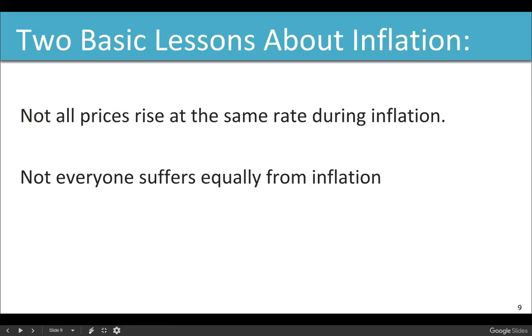Not all prices go up at the same rate. Some go up a little bit, some go up a lot. Two of the fastest growing prices in America: healthcare and college tuition. So if you're an unhealthy college student, guess what? Your money's going away very fast. And the other one is that not everyone suffers equally from inflation. Some people are going to get hurt more than other people. Some people will benefit from inflation. There are winners when it comes to inflation.